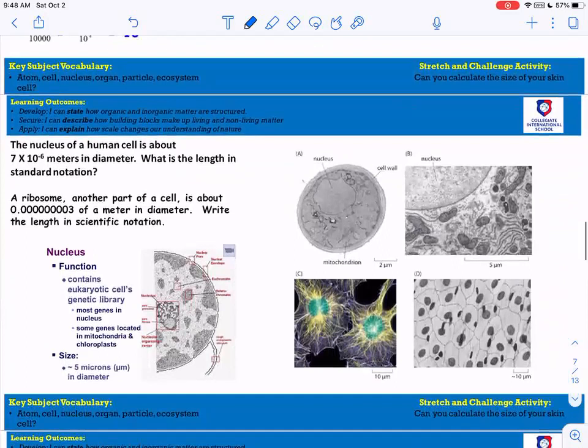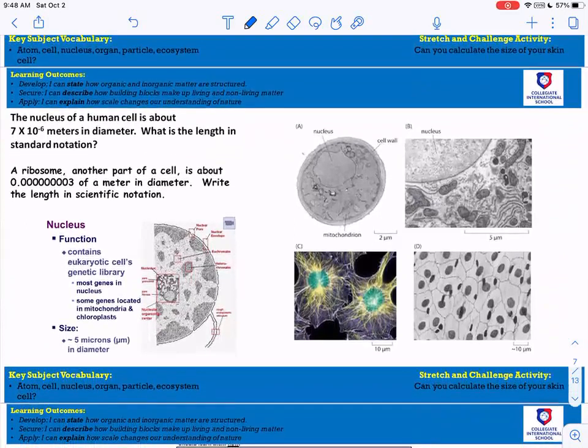Now, why is this important in science? Because when we look at the microscope, and before we get there, we need to understand these sizes. For example, if I tell you the nucleus of a human cell is about 7 times 10 to the negative 6 meters in diameter, what is the length in standard notation? A standard would be putting the zeros. So if I have a negative 6, I make sure I'm moving 6 places.